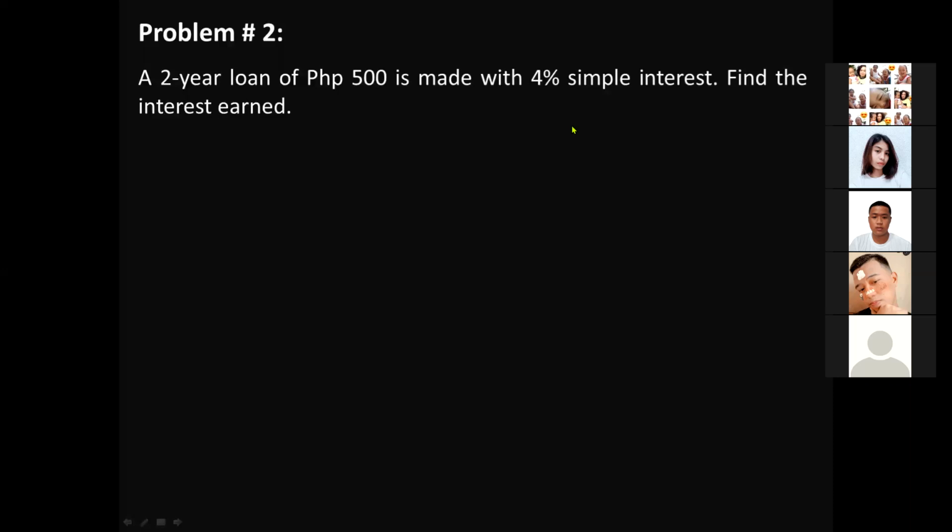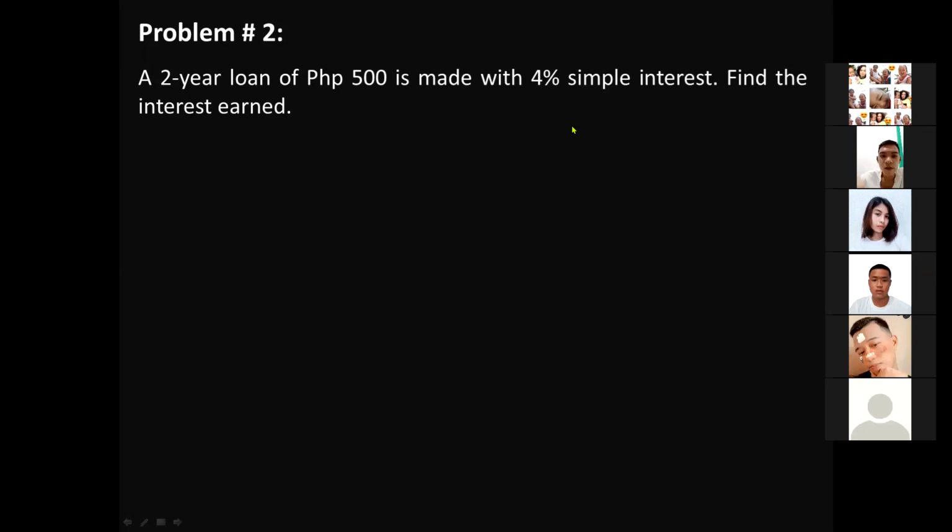Kasi binigay ko na yung formula, definitely you can calculate for that directly using your calculator. It's very easy. Anyone? 40 po, sir. 40. So that is Mr. Jason Taruk. So 40 pesos. So let us see if Mr. Jason is correct. At kapag tumama ka dito, Jason, may plus 10 ka sa quiz next week.